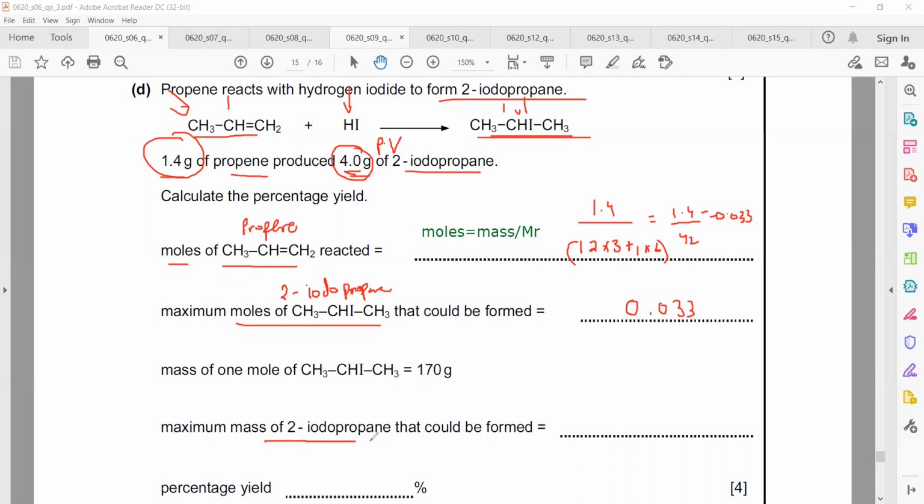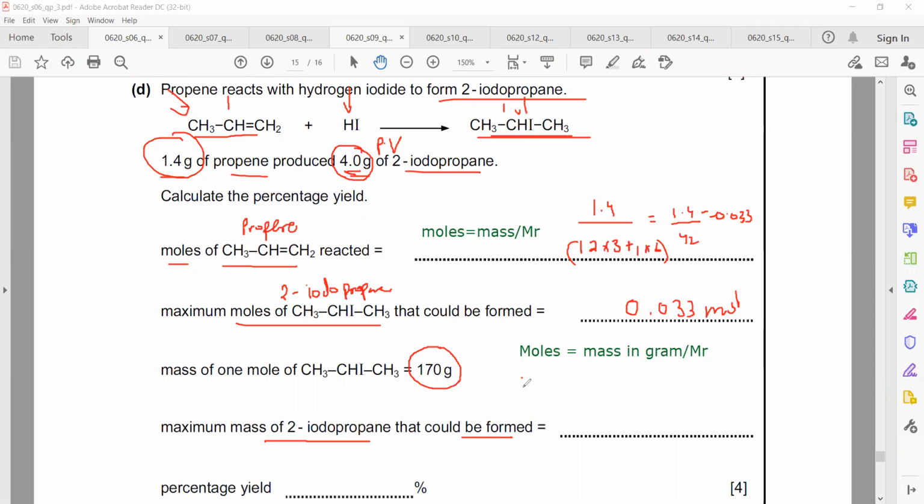Maximum mass of 2-iodopropane that could be formed. The mass of 1 mole, or molecular mass, is given. So if we have the moles and we have the molecular mass, we can find the mass in grams, because the formula is the same. Moles equal the mass in grams divided by molar mass. And if we need the mass in grams, that will be moles multiplied by molar mass.